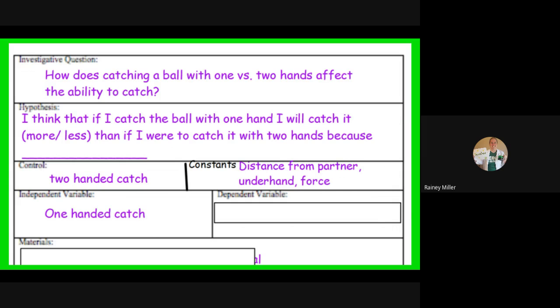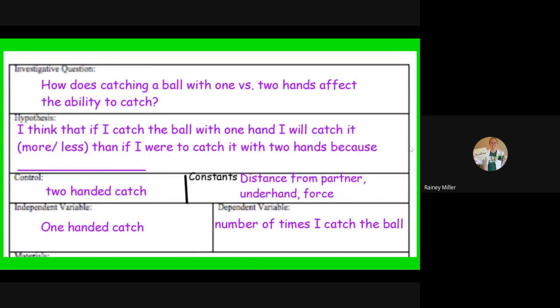So because we're catching it with one hand, what do we expect to be different? The number of times that you catch the ball. All right. So that is our dependent variable, because our dependent variable depends on what we do to our independent variable, and it is our outcome.